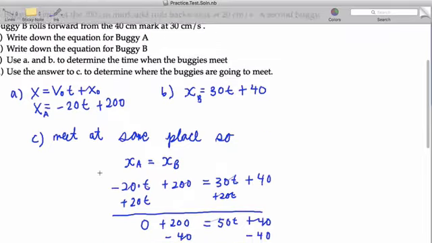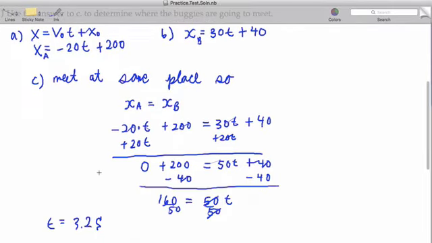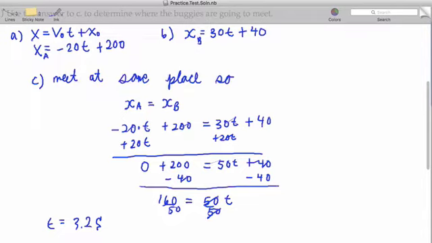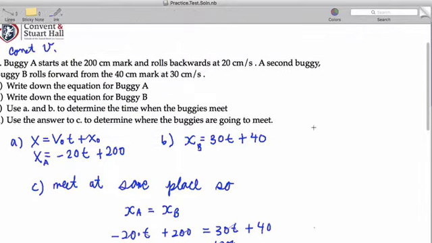I'm absolutely sure I have that right. Okay? Let's double check something here. All right, and let me try one other thing. Okay, that's looking good. Now, that's the time that they're going to meet.